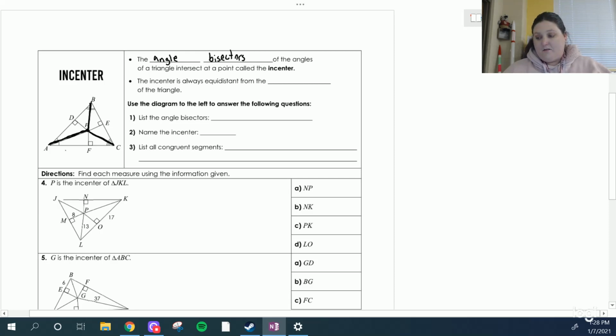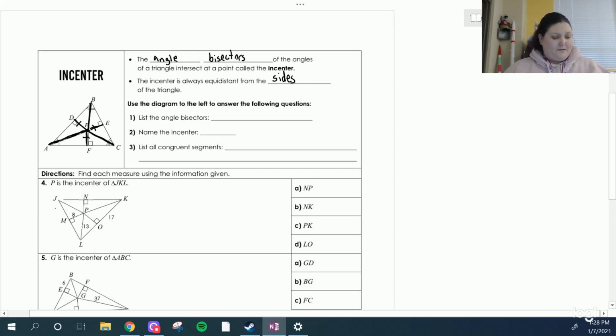The incenter is always equidistant from the sides of the triangle. So these three segments here are all congruent. Again, I'm not going to list all of this out, but please make sure that you know what all is congruent as far as congruent segments go, because that's really important to know and understand.